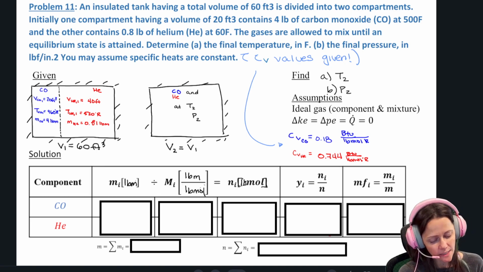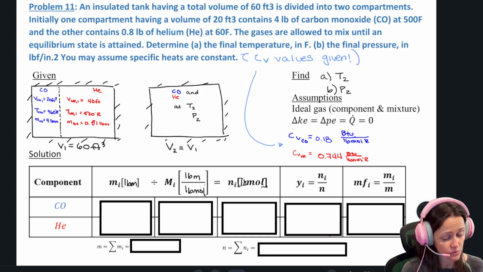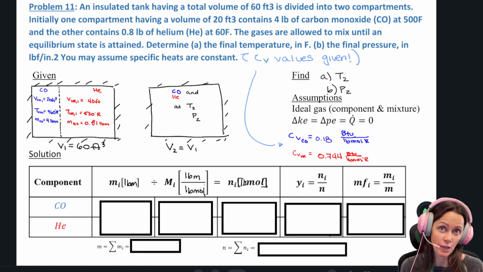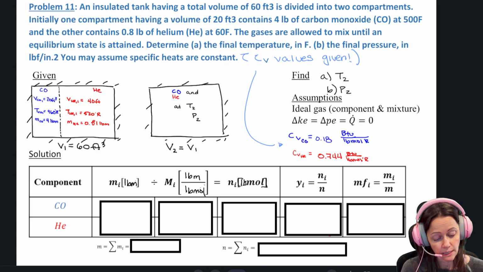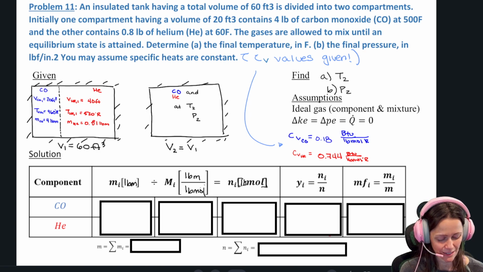So we have an insulated tank, and I've made an effort at trying to draw state 1 and state 2. This is very similar to a problem that we did before where we had a closed system and we had two compartments, and then we pulled out the partition that separated those two compartments and allowed things to mix. The only difference, I guess, really is just that it's English units instead of SI units.